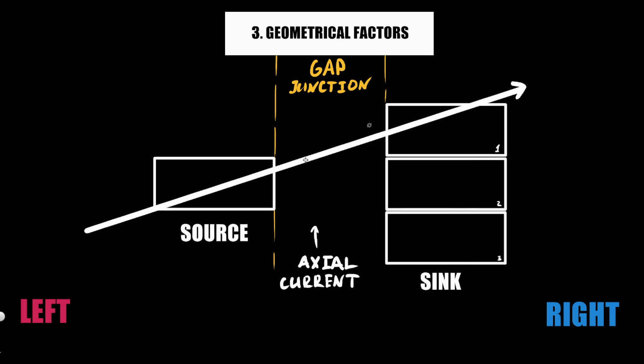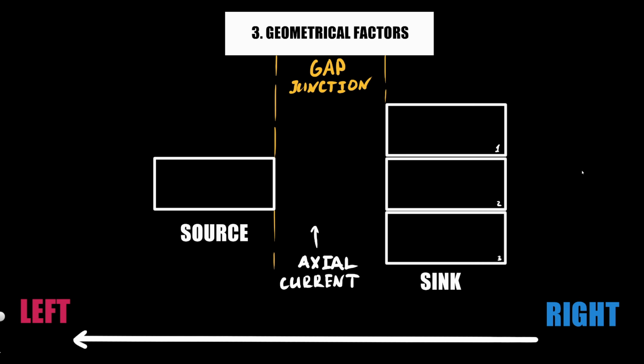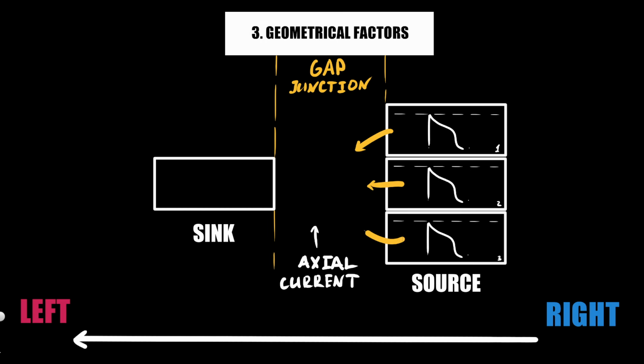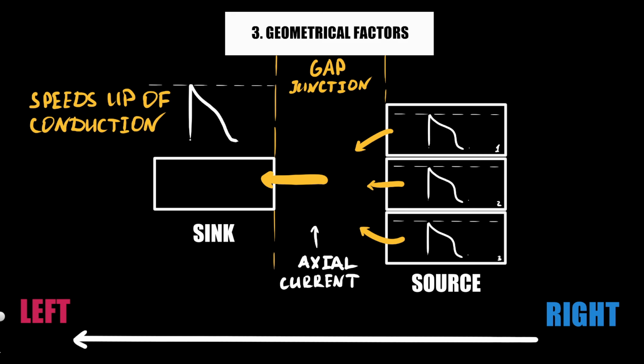Now look at the opposite situation, right to left direction of conduction. In this situation, three right cells become source and one left cell becomes sink. Thus, three strong enough axial currents from the source depolarize the sink. Axial currents collide and are strong enough to cause acceleration of conduction in this direction. So, unidirectional block occurs in left to right direction, however, right to left conduction is maintained.